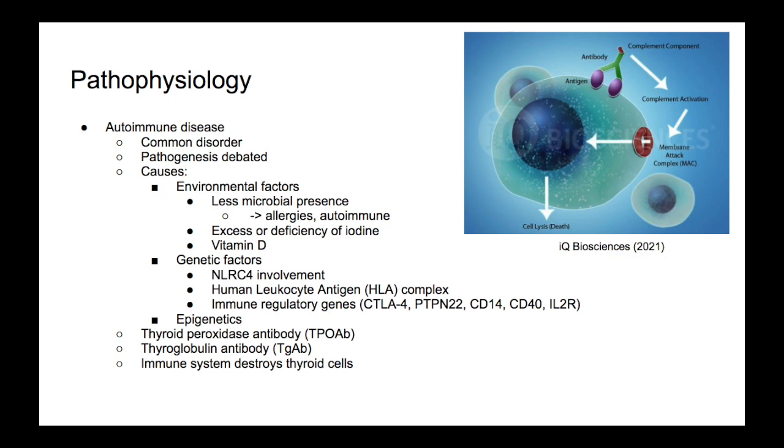Environmental factors include the absence of microbial agents in someone's environment. This can cause an allergic response when introduced later in life, as well as autoimmune diseases. The amount of iodine consumed may also be a factor for onset. Studies have shown that excessive iodine in the diet may be a cause of Hashimoto's thyroiditis in predisposed individuals.